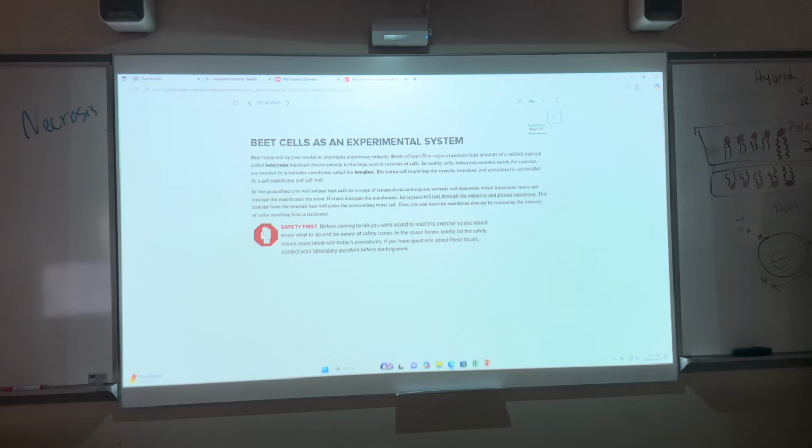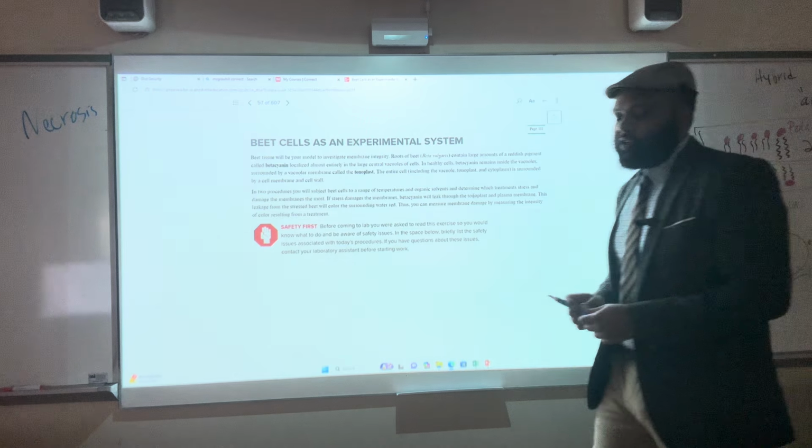Necrosis is the damage of the plasma membrane and the leakage of all the intracellular substance.